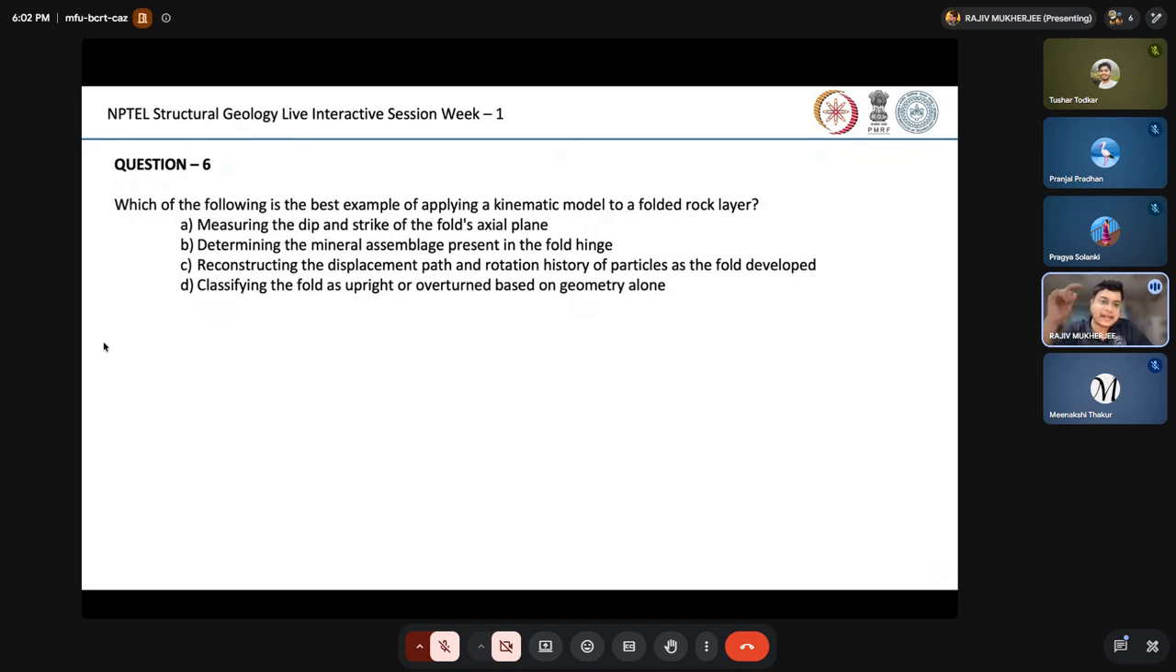But understanding the mineral assemblage alone will not actually help to understand what the kinematic evolution will be. Right? It's the other way around. So option B, in this case, will not be the best appropriate answer. It is definitely an appropriate answer, but it is not the best appropriate answer.